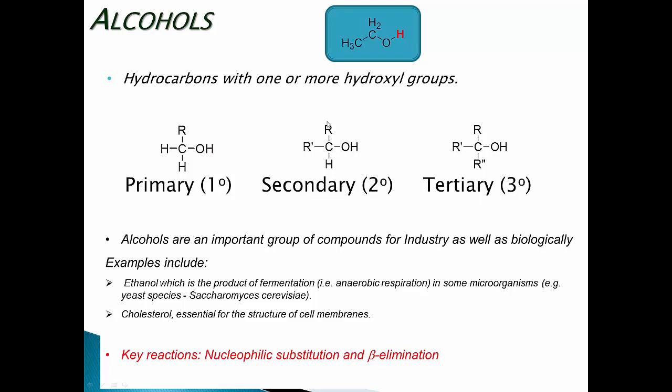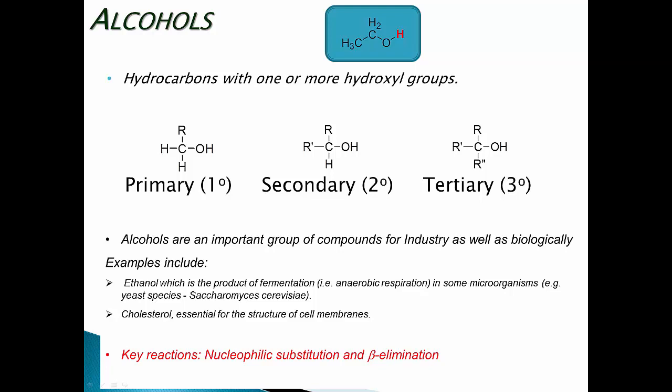A secondary one is when you have two carbon chains coming off the alpha carbon, and a tertiary is where you have three carbon chains coming off the alpha carbon. So this is our primary, secondary and tertiary alcohols. You've probably come across primary, secondary and tertiary before. We might have been talking about amines, or we could have been talking about carbocations. It's quite common terminology, and the principle is the same when we're talking about it.